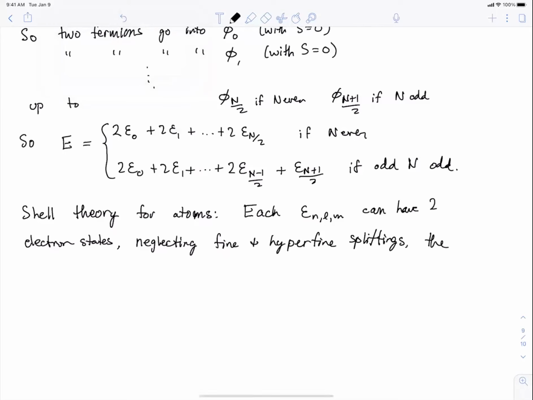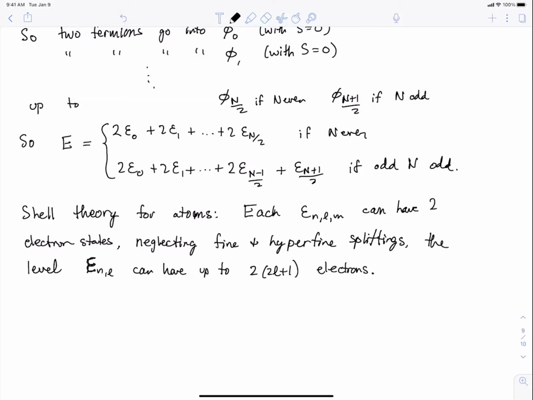the level E sub NL, I guess I should call it curly E, can have up to 2 times 2L plus 1 electrons in it. The 2L plus 1 is because the M sub L can take on that many values, and the 2 is because of this spin that we've been talking about.